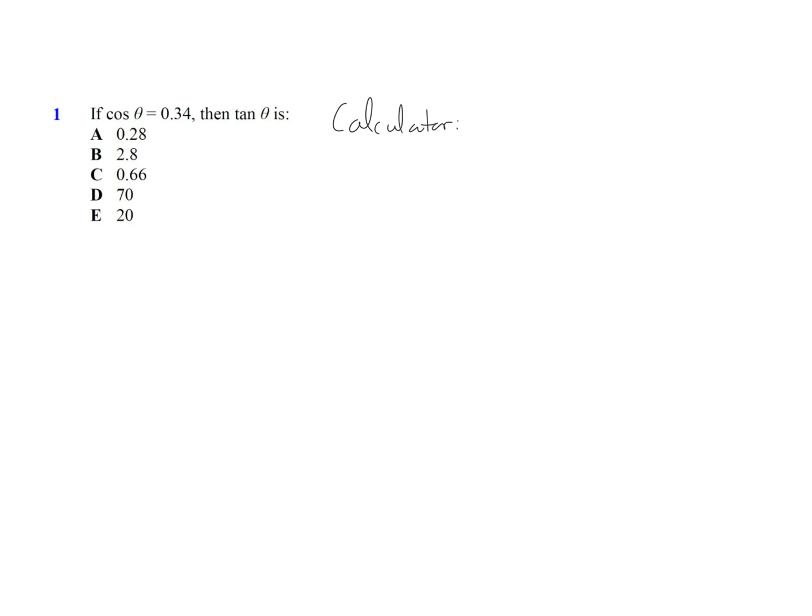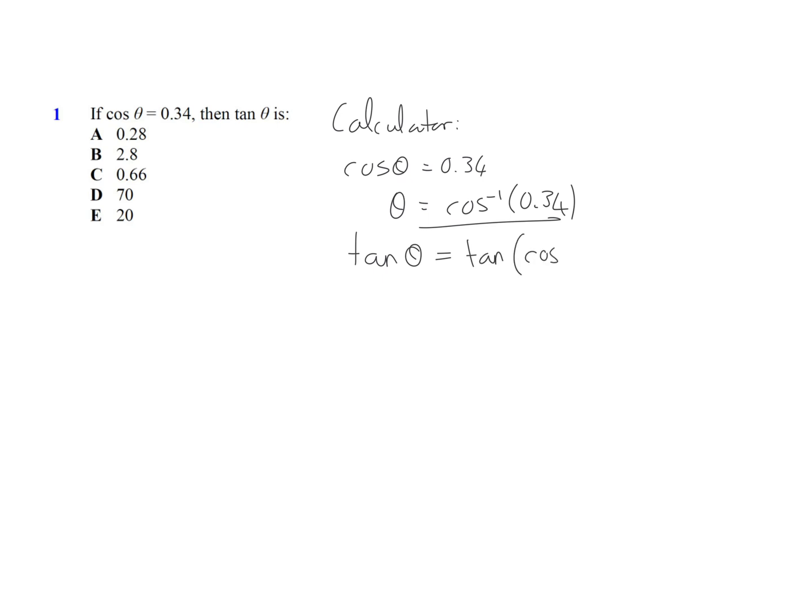With a calculator, I first want to find the angle, so we need to backtrack cos. And the backtrack of cos is to say cos inverse of 0.34. Thereafter, I just put that theta that I've just worked out into tan theta. So I just go tan theta equal tan of cos inverse 0.34. And you just type it in like that into your calculator, and you will approximately get 2.8, which means the answer is B.